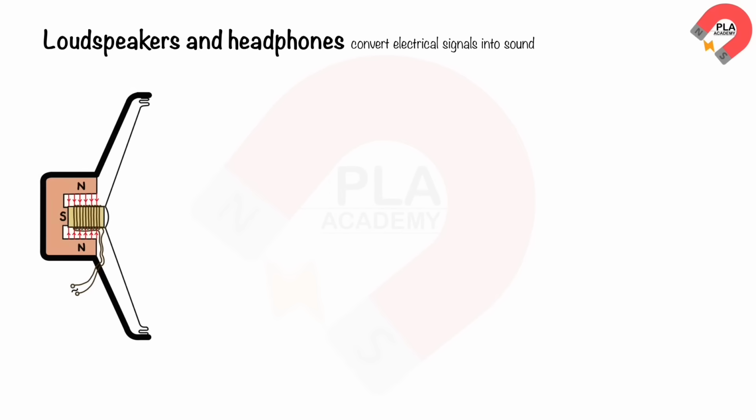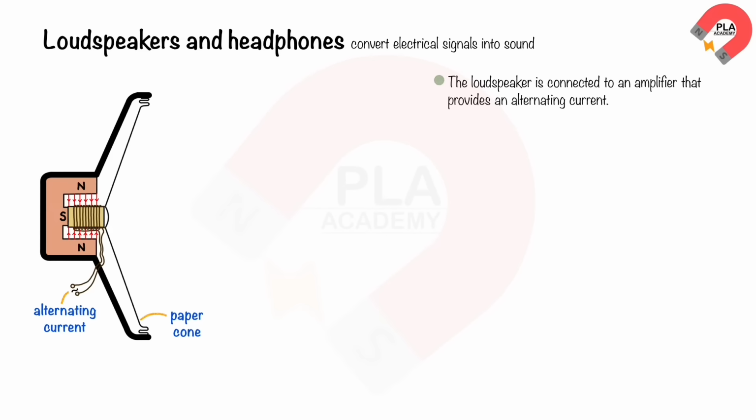Loudspeakers and headphones. Loudspeakers and headphones convert electrical signals into sound. A loudspeaker consists of a coil of wire, which is wrapped around one pole of a permanent magnet. The loudspeaker is connected to an amplifier that provides an alternating current.